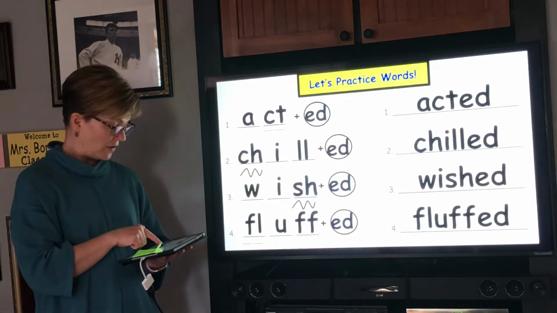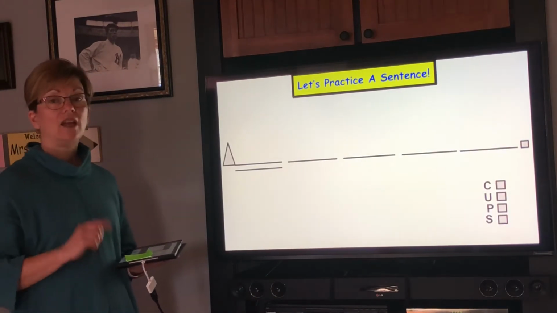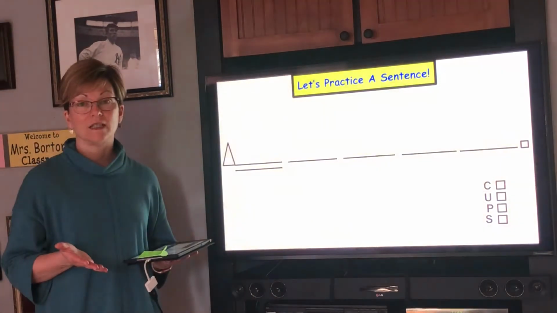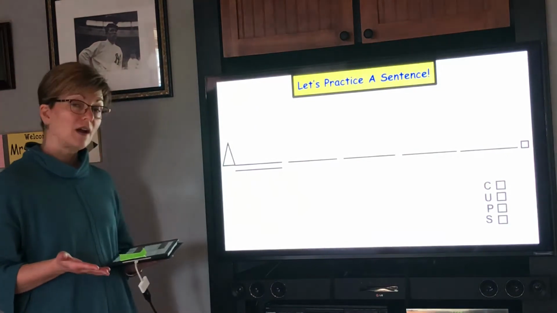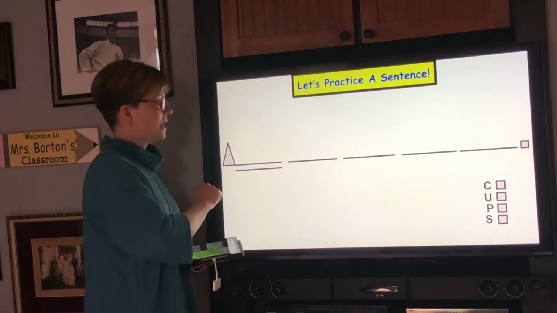When you finish that, go ahead and turn your paper over to the other side. And you might pause your video for a second. Pause your computer or your iPad, whatever you use, maybe your phone. And let's get our sentence set up.